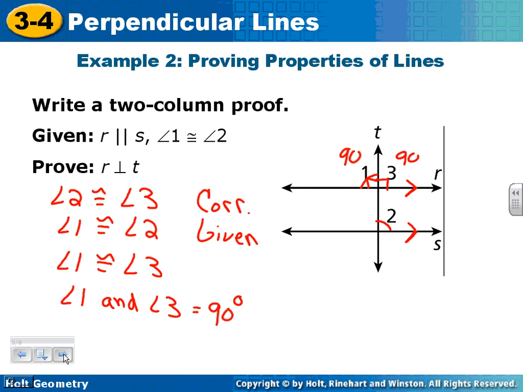Well, if they're both 90 degrees, that means that R is perpendicular to T. And that is what I'm asked to prove. I have just showed that R and T are perpendicular. Okay, we'll talk more about that in class, of course.